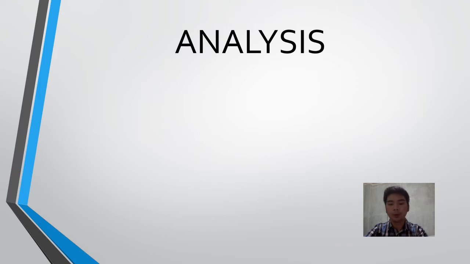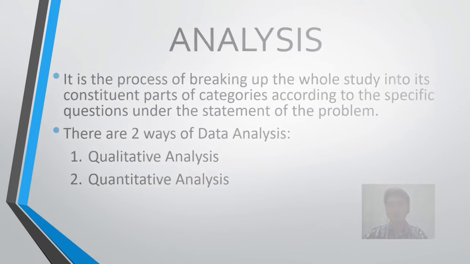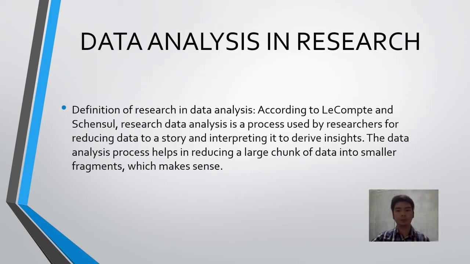There are two ways of data analysis: the qualitative analysis and the quantitative analysis. The definition of research in data analysis. What is data analysis in research? Research data analysis is a process used by researchers for reducing data to a story and interpreting it to derive insights. The data analysis process helps in reducing a large chunk of data into smaller fragments, which makes sense.